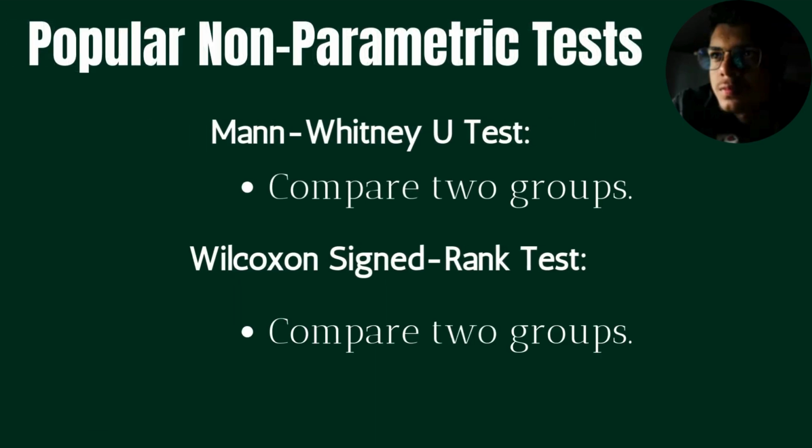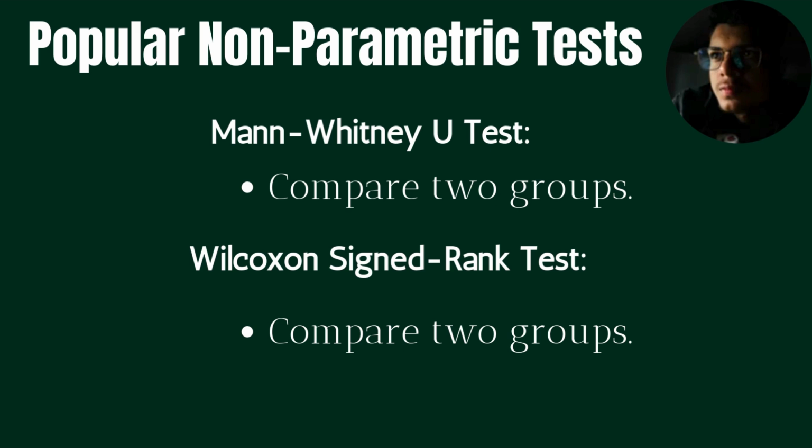Now let's talk about some popular non-parametric tests. First of all, we have the Mann-Whitney U test. This test is used when you want to compare two separate groups. For example, let's say you want to check if students from Kathmandu and Pokhara perform differently on math exams. If the exam scores don't follow a normal distribution, you can use this test to compare which group performs better.